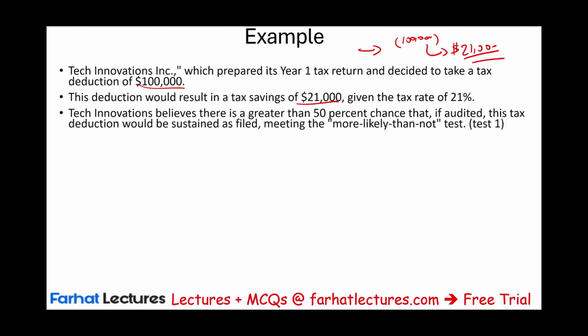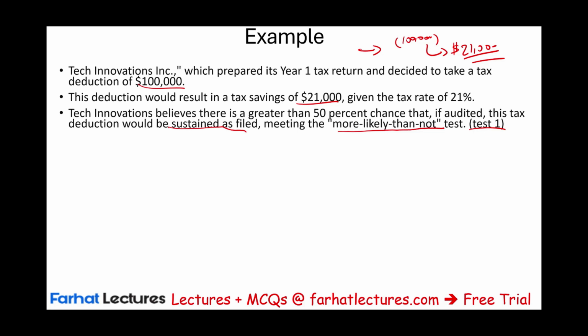Now, the company believes there's a greater than 50% chance that if audited, this tax deduction will be sustained as filed, meeting the more likely than not test, which is test 1. So we think there's more than likely a chance that this deduction will stand and we will have a deduction of 21,000. Now there's more than 51% chance, right?